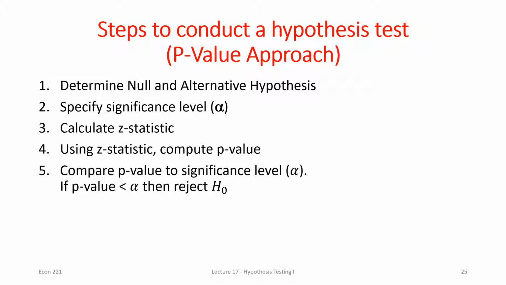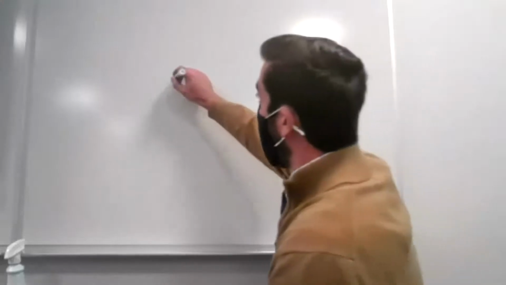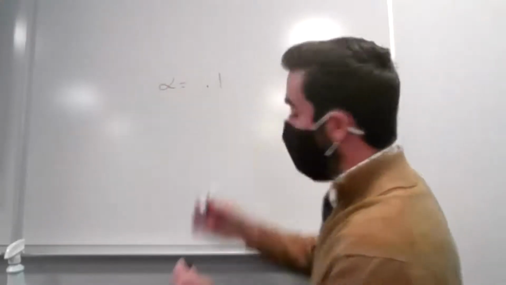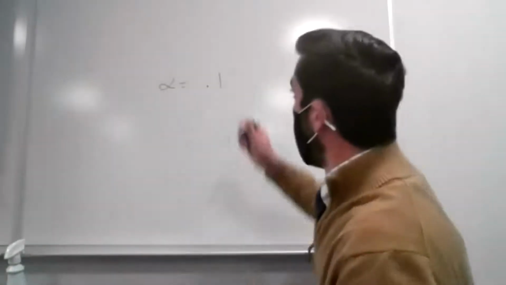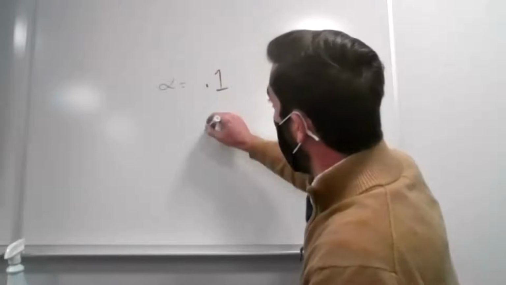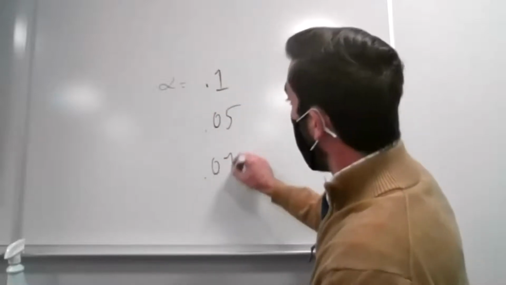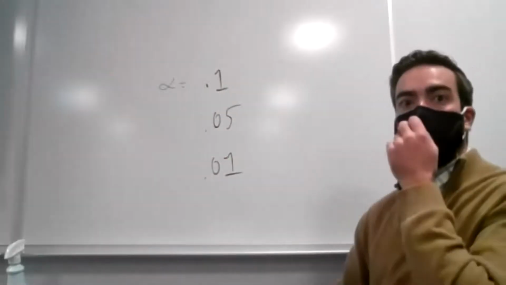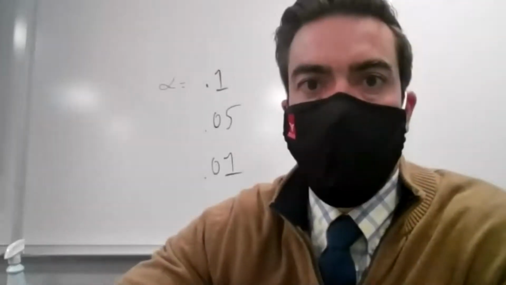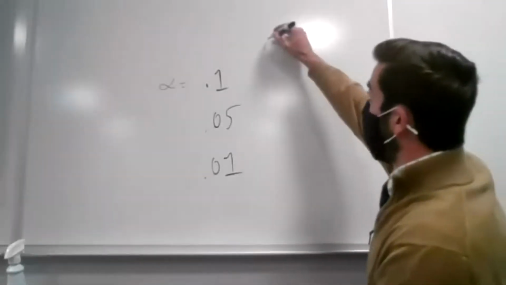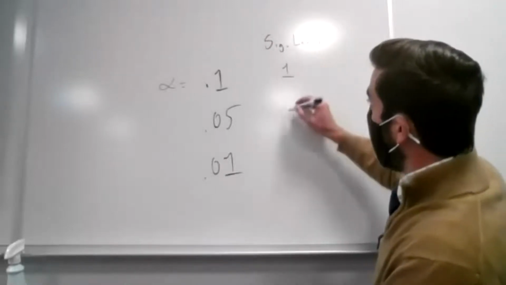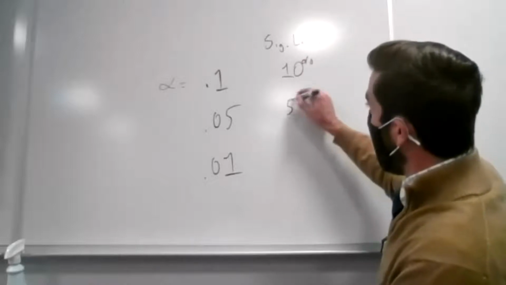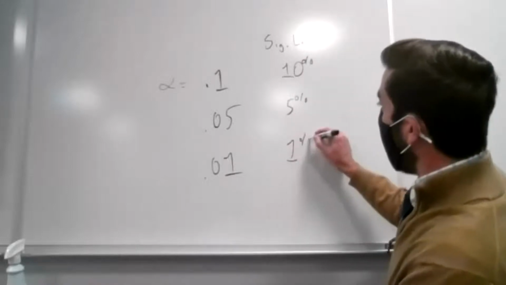So when we talk about alpha values, typically our alphas will be 0.1, 0.05, and 0.01. We can think about those as significance levels, so significance levels of 10, 5, and 1%.